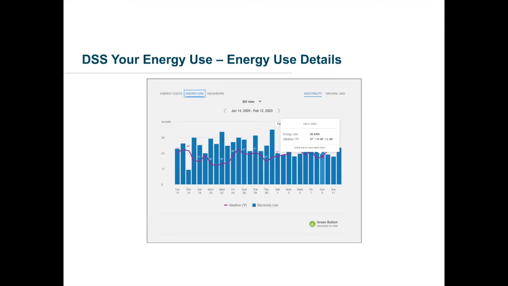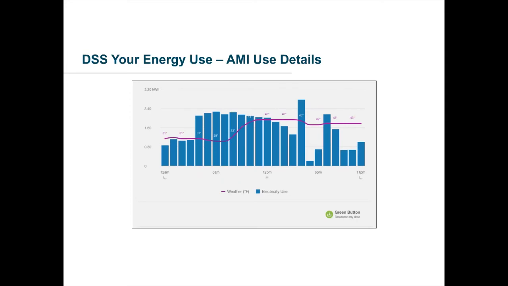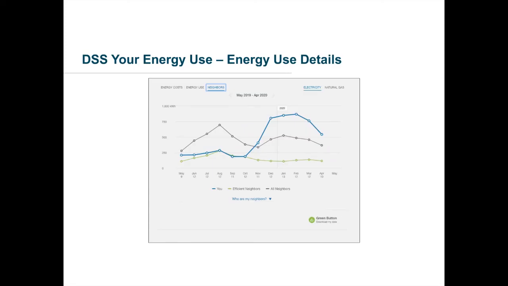All weather data is retrieved from the weather.com weather station at the closest airport. Customers can also click on a bar in the daily view and see their consumption by hour. The neighbor graph, which is sometimes called the similar homes graph, enables customers to compare their energy use against similar homes over each billing period in the last year.